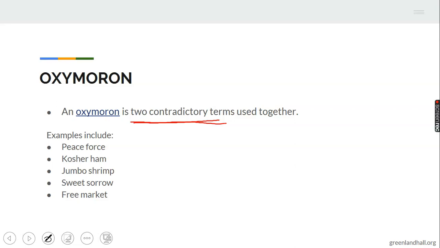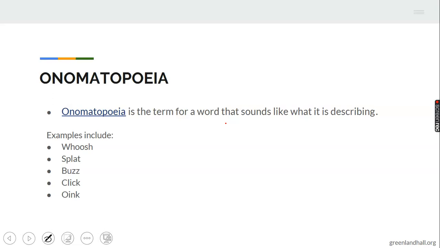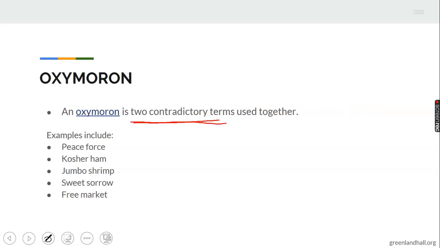So when you place two contrasting words side by side in literature, that's referred to as oxymoron. Don't forget here I said the word sounds like what it is describing. And here I said you place two contrasting words side by side. Free market, sweet sorrow, bitter truth, happy goodbye. How can goodbye be happy? So all these things are what make up oxymoron.